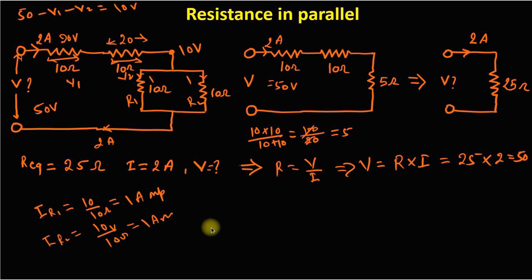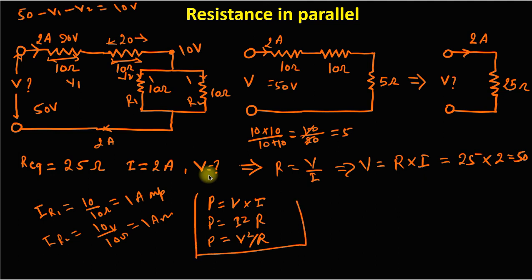So I hope you got the circuit. And if you want to calculate the power across the resistance, what is the formula? P equals V into I. You can also write it as I square R. You can also calculate it as V square by R. So these are the power formulas of the resistance.